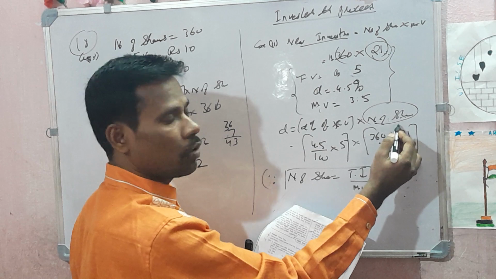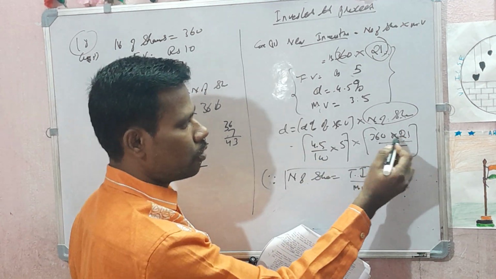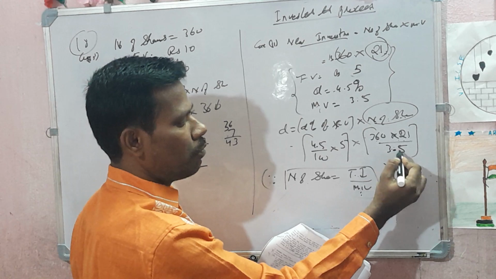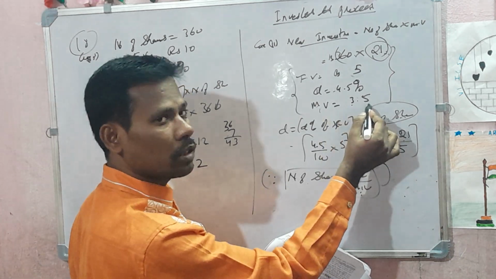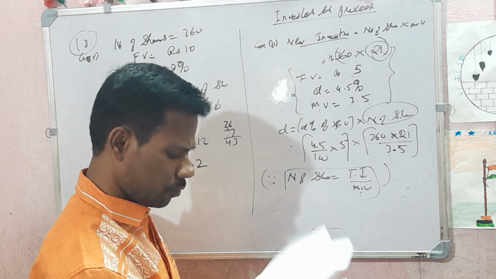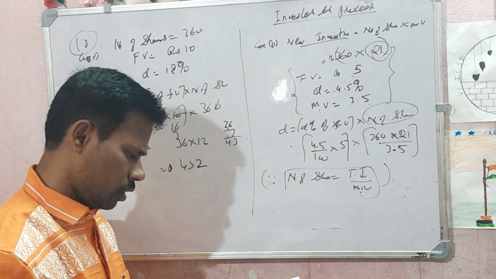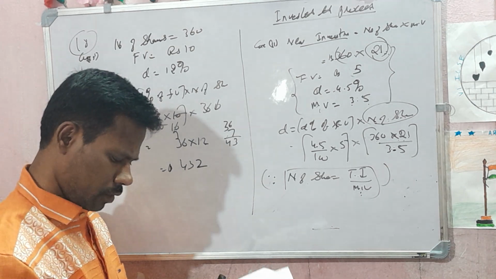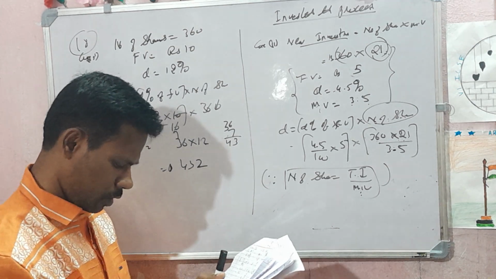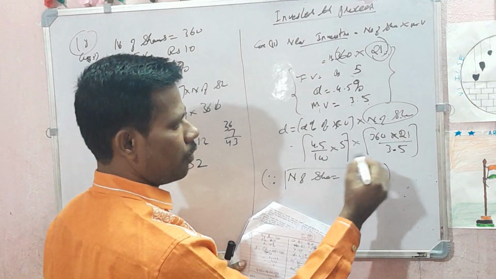So how will you get the number of shares? Go for the basic formula: number of shares is total investment by market value. Total investment is this one, by the new market value 3.5, already given in the question. So simplify this. If you simplify, the answer is 420, I think.